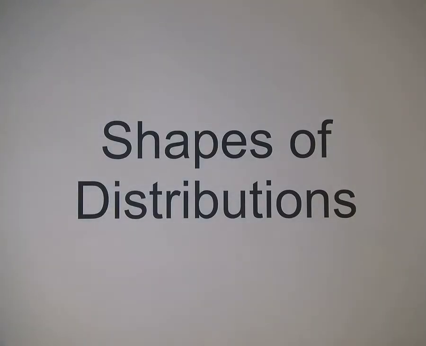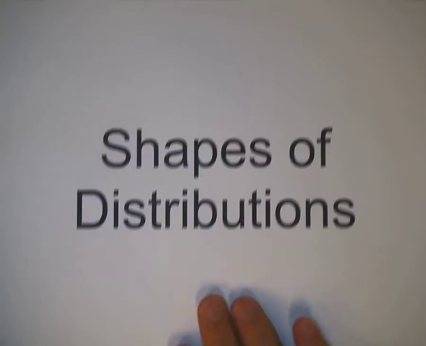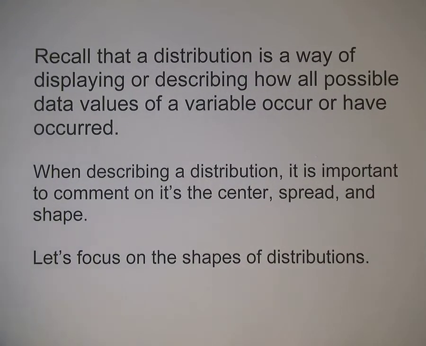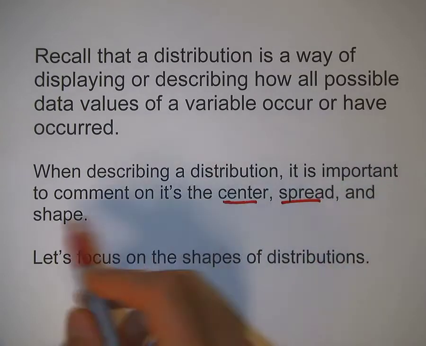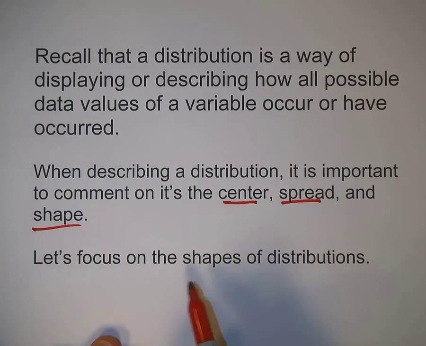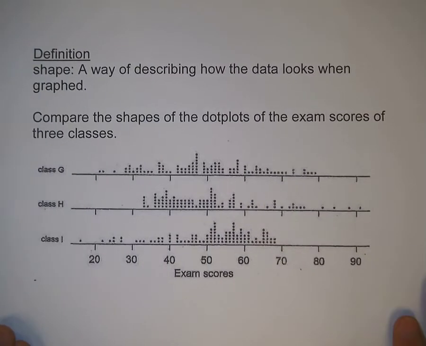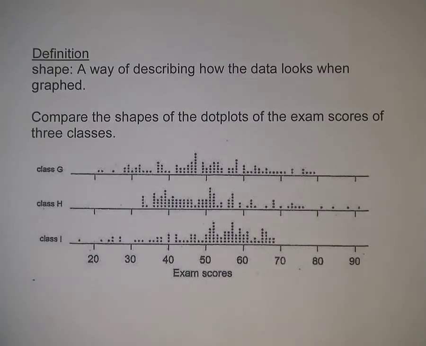This tutorial covers the different shapes of distributions. So recall that a distribution is a way of displaying or describing how all possible data values of a variable occur or have occurred. When describing a distribution, it is important to comment on its center, spread, and shape. So today we're just going to focus on the different shapes of distributions. Okay, so let's make sure we have a good working definition of what the shape means. So a shape is a way of describing how the data looks when graphed.